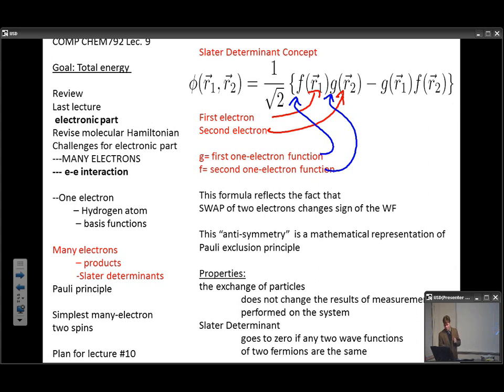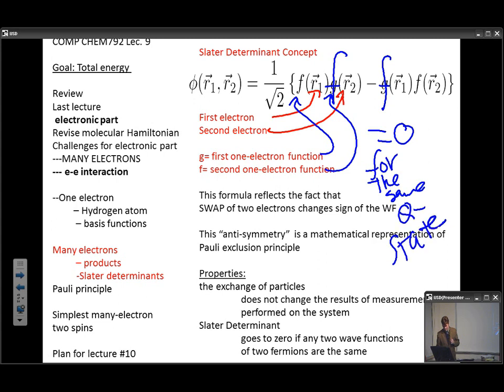And if by chance we would like to put all electrons into the same quantum state, then we will get 0, which reflects the Pauli exclusion principle. If by crazy instance electrons decide to stay in the same state, there will be zero probability to find it. Not possible.